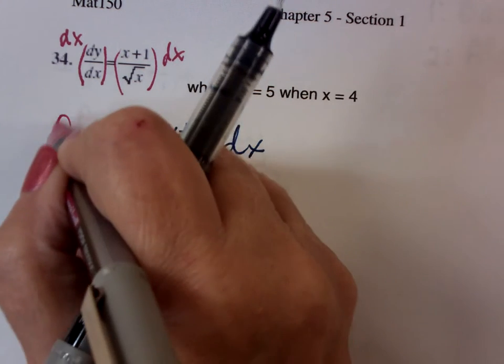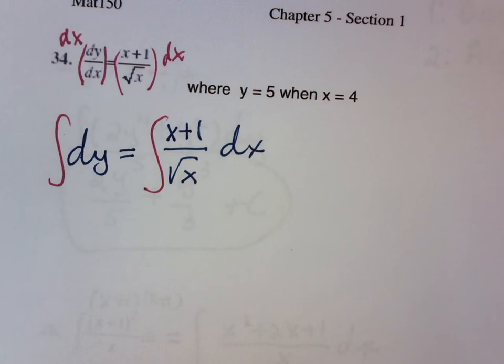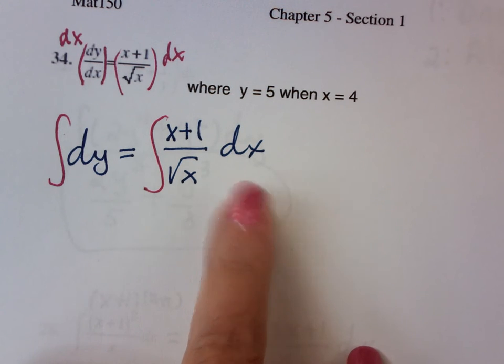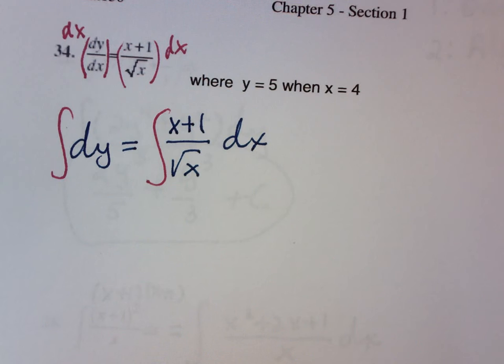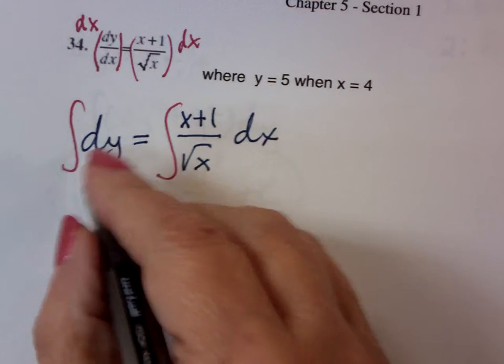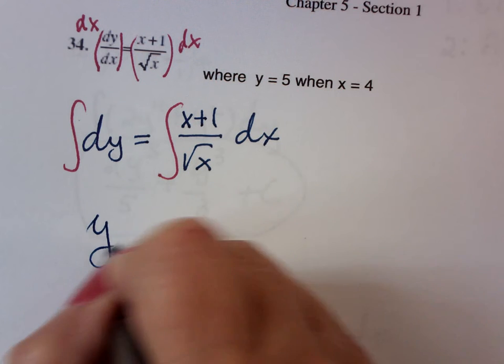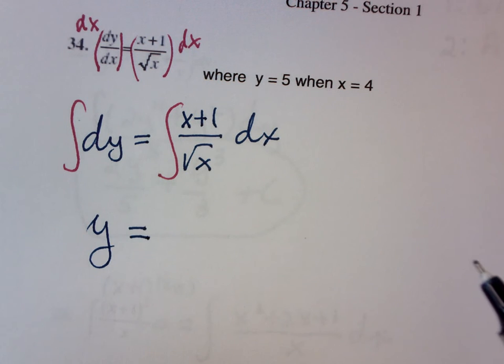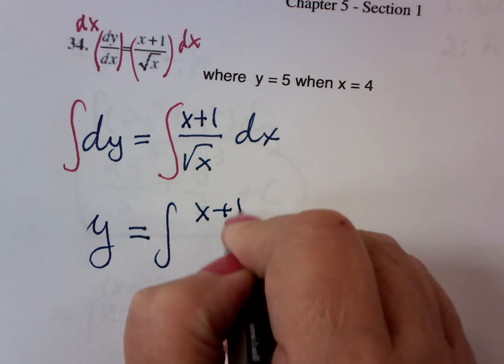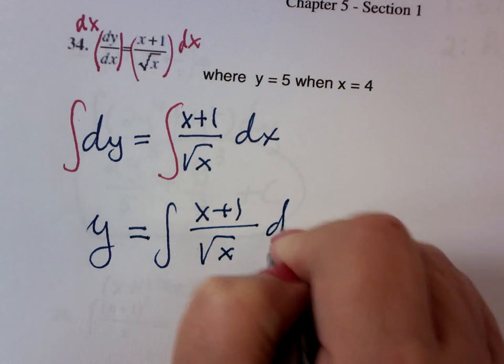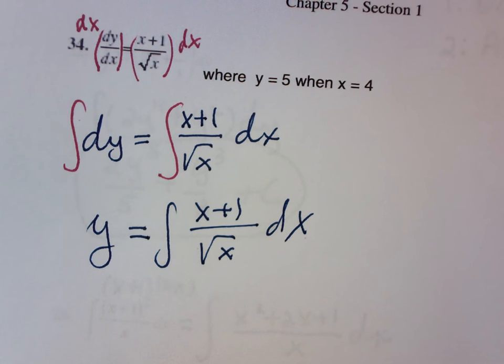So now I take the integral of both sides to solve for y. You see, that's why that dx is there. So now what? Well, this part's easy because the antiderivative of dy is just y. But now I've got a problem. Now what do I do? Is it a basic? No. That means it's what? Algebra. So what kind of algebra am I going to do? What am I going to do with my algebra?